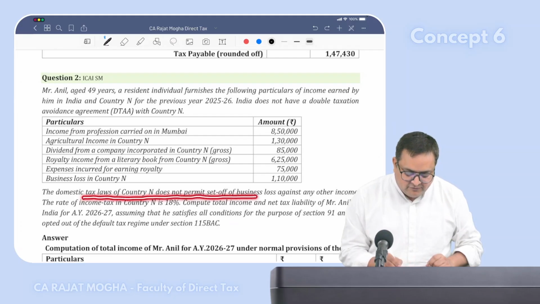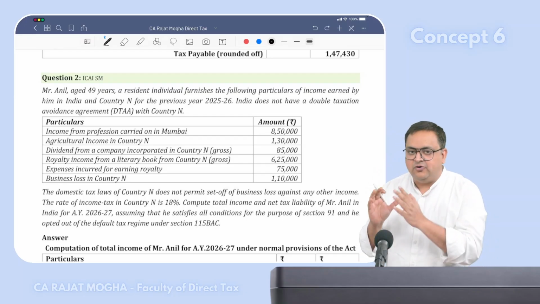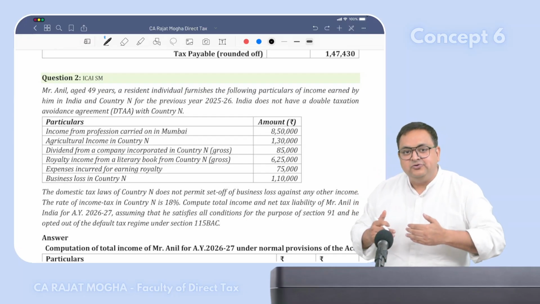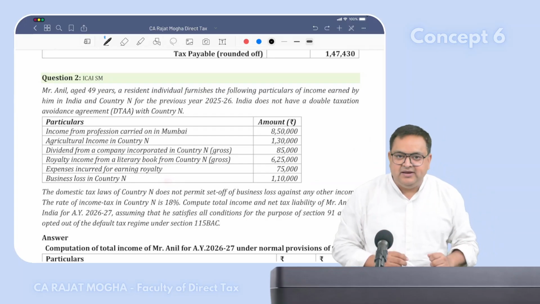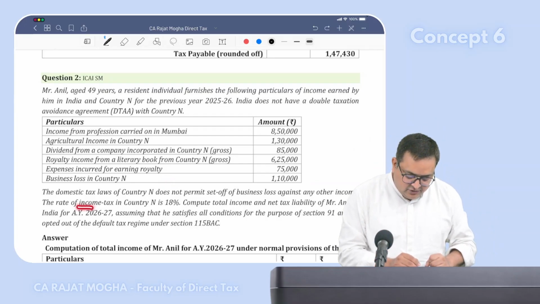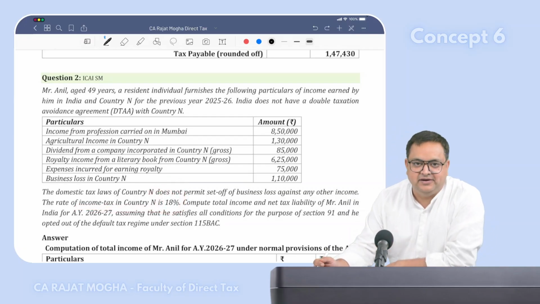do not permit set off of business loss against any other income. So they will say, sir, on this we have not paid any tax, and these losses are not allowed in the foreign country. So this is not a doubly taxed income, right? And the rate of income tax in country N is 18%. So in that country, the rate is 18%.